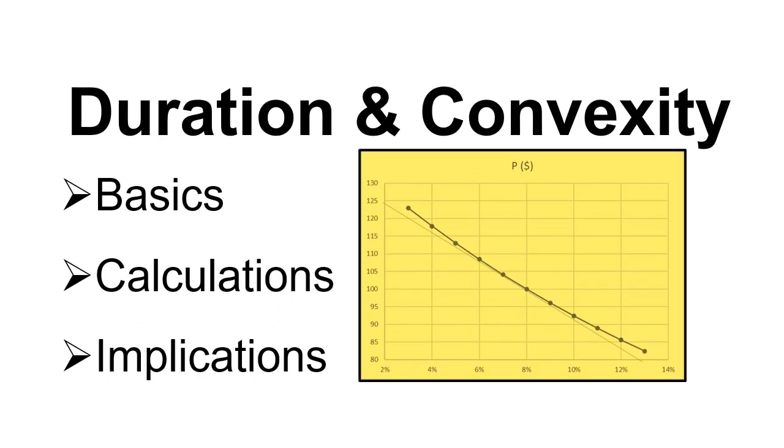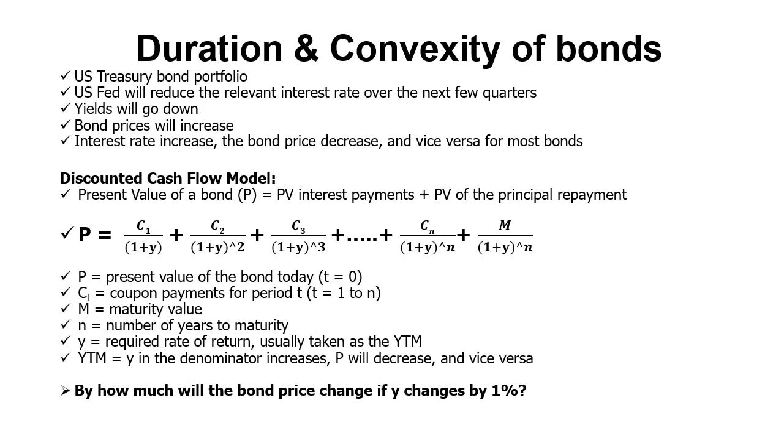Hello there. Welcome to this video on duration and convexity of bonds. These two measures are useful in the risk management of portfolios of bonds. We'll discuss the basics, the methods of calculation, and the uses of the two measures. So let's get going. Suppose you have invested in several US Treasury bonds of different maturities.